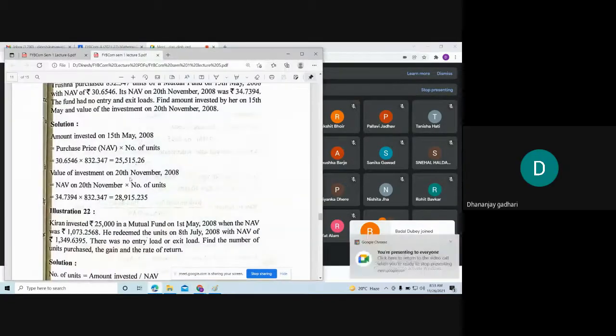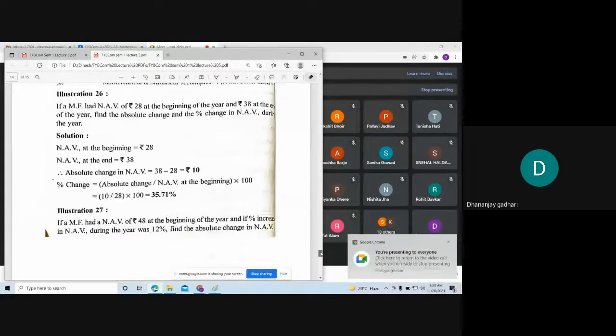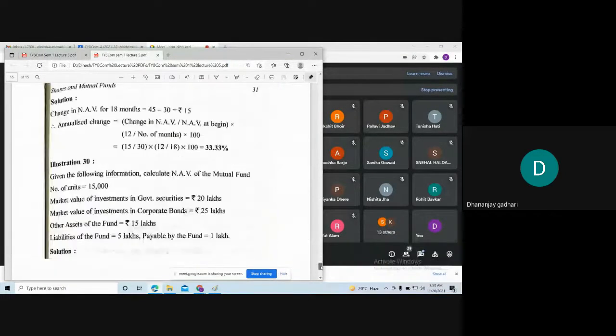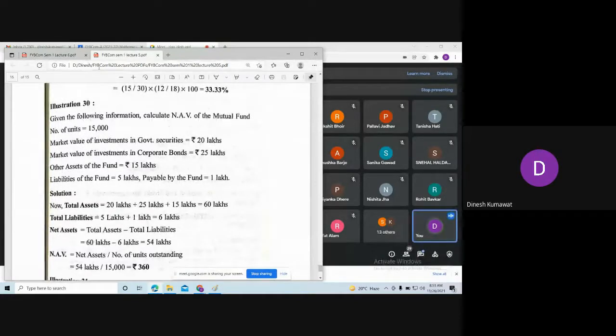Can anyone remind me what we did in my last lecture? I think we have solved this illustration number 30, right? If I am not wrong, we have covered illustration number 30. Okay. So let's begin with our next PDF.